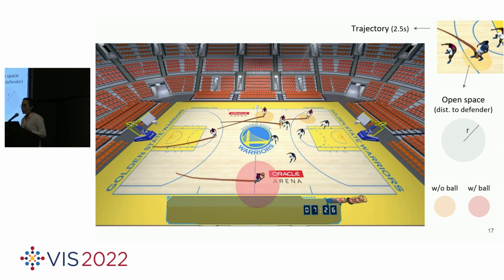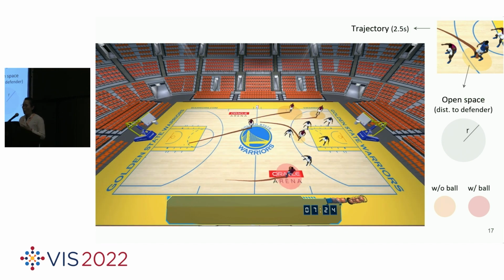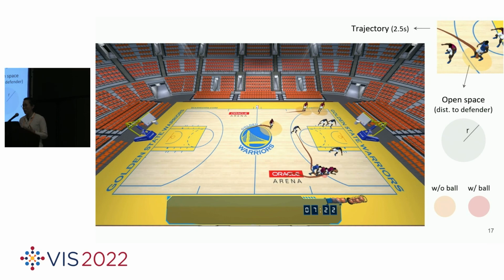So offense trajectory helps fans identify players' movement through the trajectory and compare the player's open shot opportunity with this circle under the player. So the bigger the circle, the more open the player is.